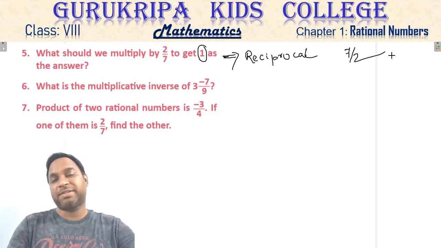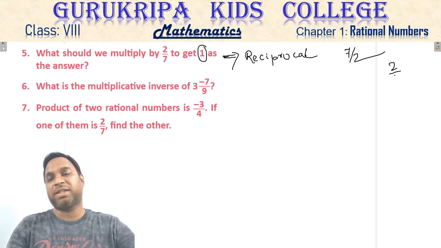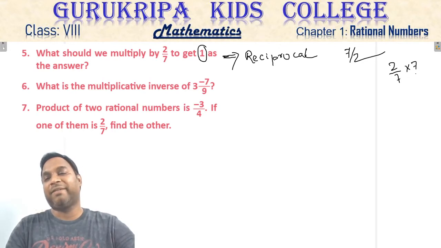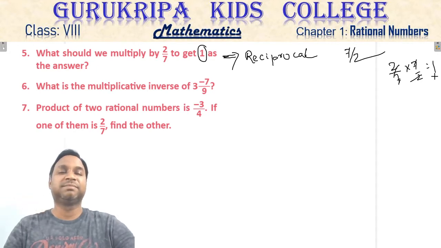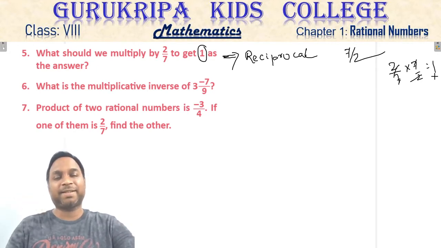Now after giving the answer, if you want, you can check also. 2 by 7 multiplied by 7 by 2. What do you get? 2 cancels, 7 cancels, answer is 1. Correct answer? This is the correct answer now.